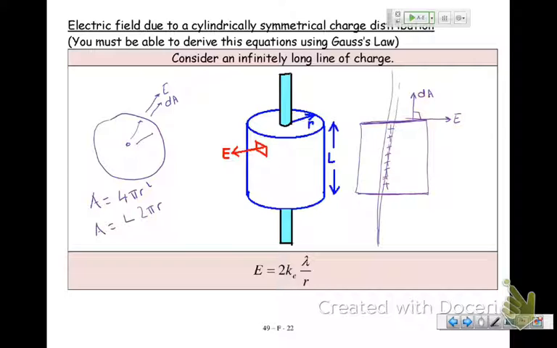And my charge inside here, my Q inside, is equal to the linear charge density, which is Q over L, times L. So you can figure that out. That's lambda. It's lambda times L. So you substitute in and you get this guy. So I'll leave you the detail for that.